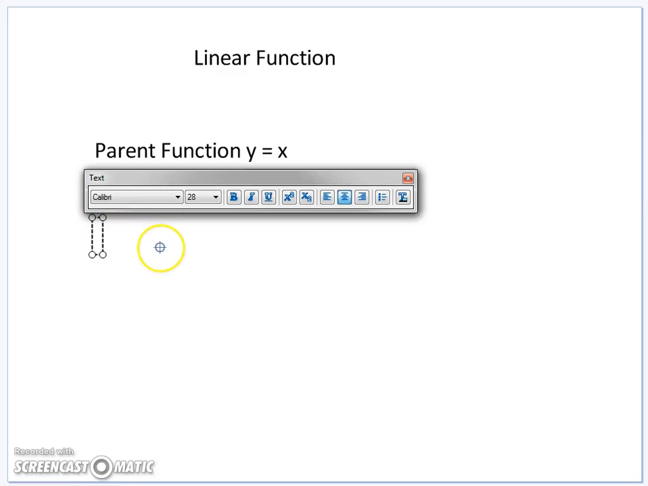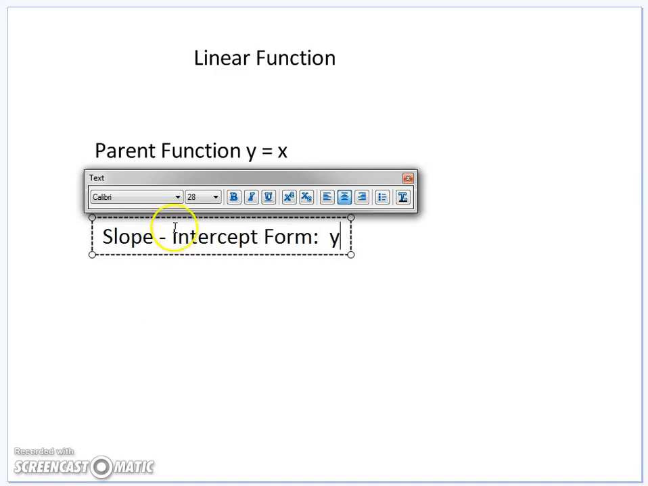Now, what we can do to alter that linear graph is by altering the m and the b in y equals mx plus b. This is often referred to as the slope-intercept form. Again, that's y equals mx plus b.